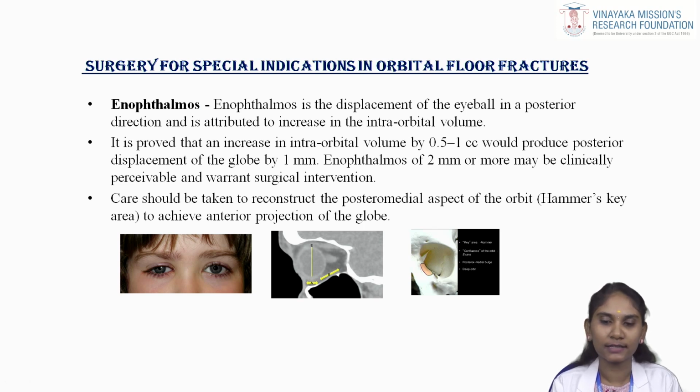So what is enophthalmos? It is nothing but the displacement of the eyeball in a posterior direction and is attributed to the increase in the intraorbital volume. It is proved that an increase in the intraorbital volume by 0.5 to 1 cc would produce posterior displacement of the globe by 1 mm. And enophthalmos of 2 mm or more may be clinically perceivable and warrants surgical intervention. So care should be taken to reconstruct the posteromedial aspect of the orbit. It is called Hammer's key area, to achieve the posterior projection of the globe.